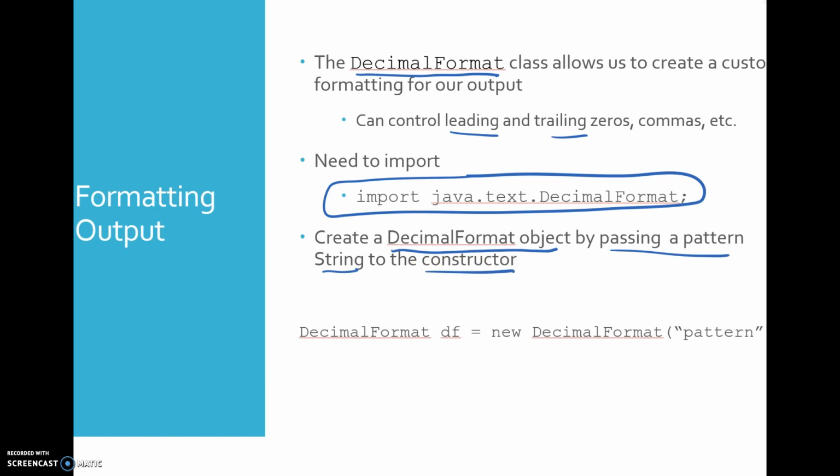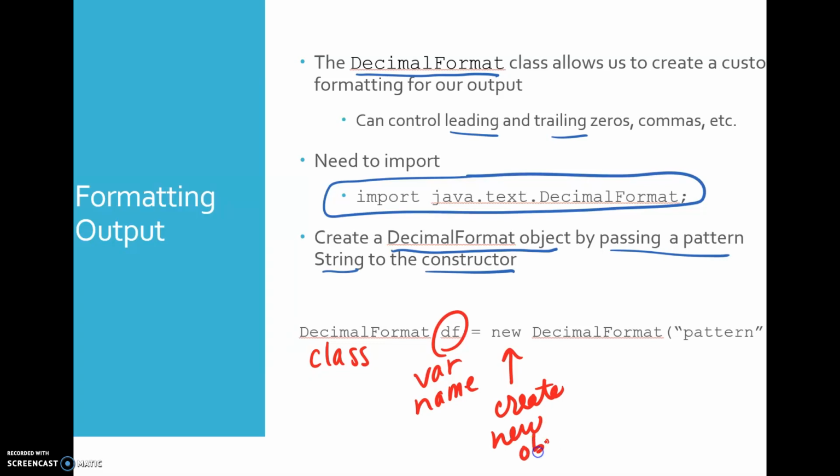So let's real quick recap the anatomy of this line of code right here. So first of all, DecimalFormat is the class. df is the variable name. When I say equals new, this is the keyword. This is necessary to create a new object. And when I create this new object, I am calling the constructor for the class. Now the constructor is always going to have the same name as the class that it is. And then depending upon the constructor, there may or may not be parameters that help us build this object.